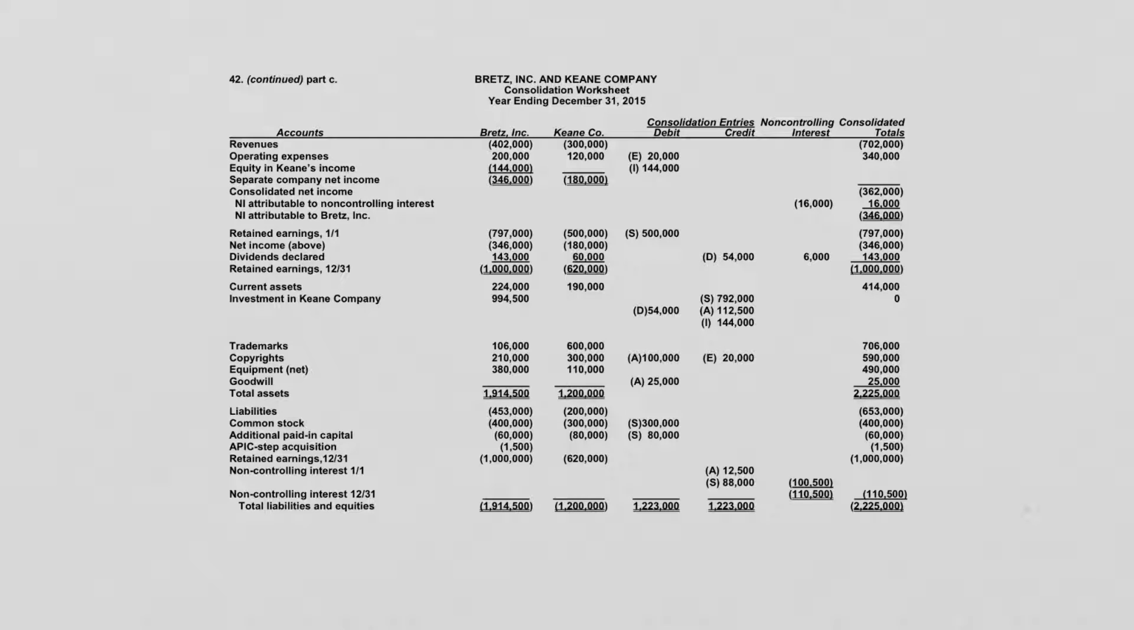Okay, here is the consolidation worksheet, and I'll just point out a few things along the way. This is pretty straightforward, except for the fact that you've got the non-controlling interest. But the numbers are all what we've already sort of worked on. Let's just see how we can put everything together.